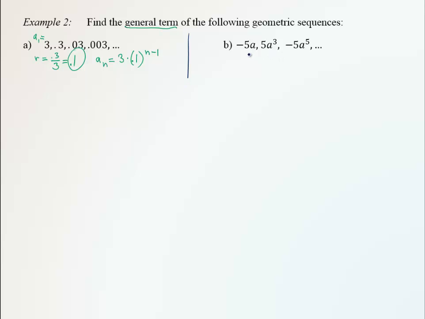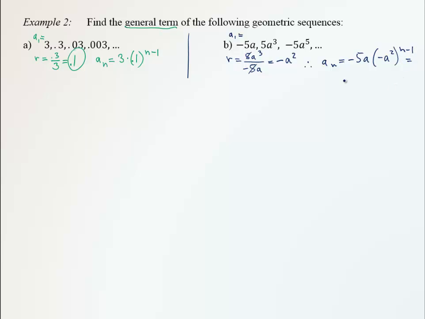And in the second example, again, a1 is given, negative 5a. What's the common ratio r? Well, we need to divide 5a cubed over the previous term, negative 5a. So we have a negative sign, the 5 cancels, and we've got a square. So negative a squared is the common ratio. Therefore, an equals the first term, negative 5a, times the common ratio, negative a squared, to the n minus 1.